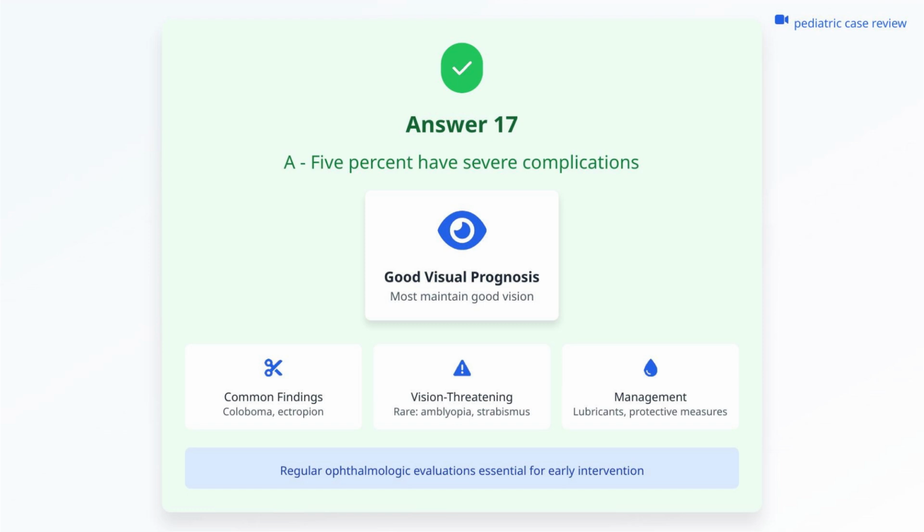Approximately 5% experience vision-threatening complications. While lower eyelid colobomas and ectropion are common, serious vision loss is uncommon. However, refractive errors, strabismus, and exposure keratopathy require monitoring. Regular ophthalmologic examinations are essential. Protective eye lubrication and corrective surgery, when indicated, preserve vision. Most patients maintain good visual function.